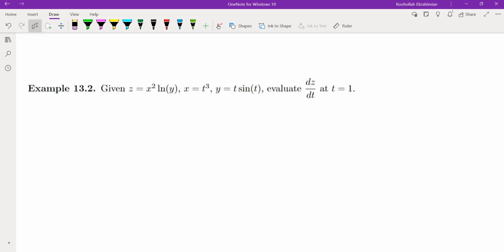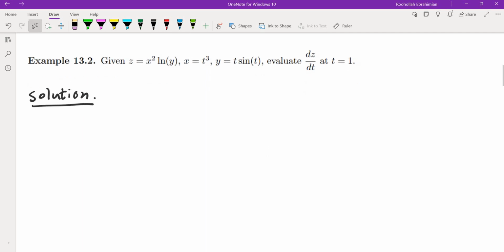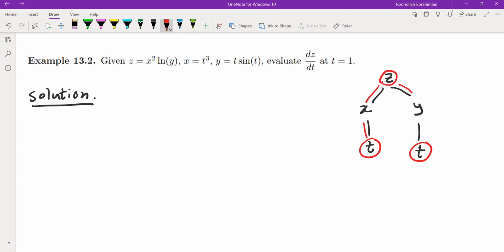Given that z is a function of x and y, x is a function of t, and y is a function of t, we want to evaluate the derivative of z with respect to t at t equals 1. So the diagram for this one is actually quite similar. So z is a function of x and y. x and y are both functions of t. So what we do is we're going to start from z, end with t, and we are going to look at all the paths from z to t.